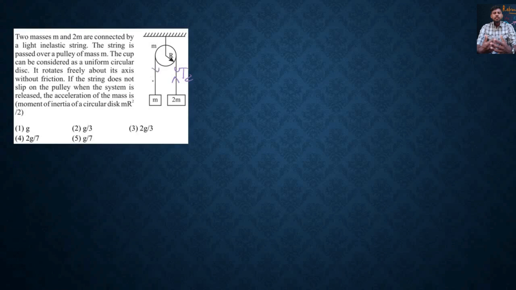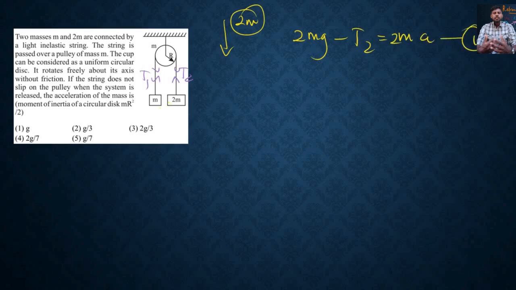T2 here, and T1 here. Let's write the equations first, okay? Consider the motion of the 2m mass. We assume it goes down, so 2mg is greater: 2mg minus T2 equals 2m times a. We assume the system has the same acceleration, common to all.